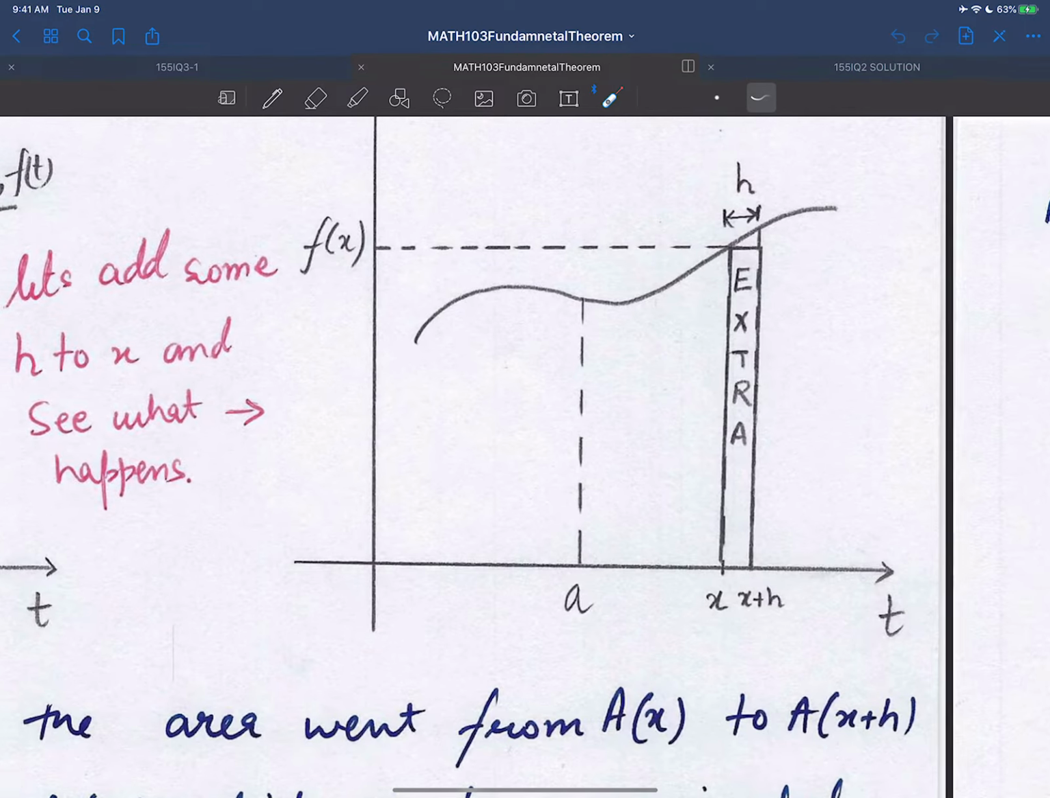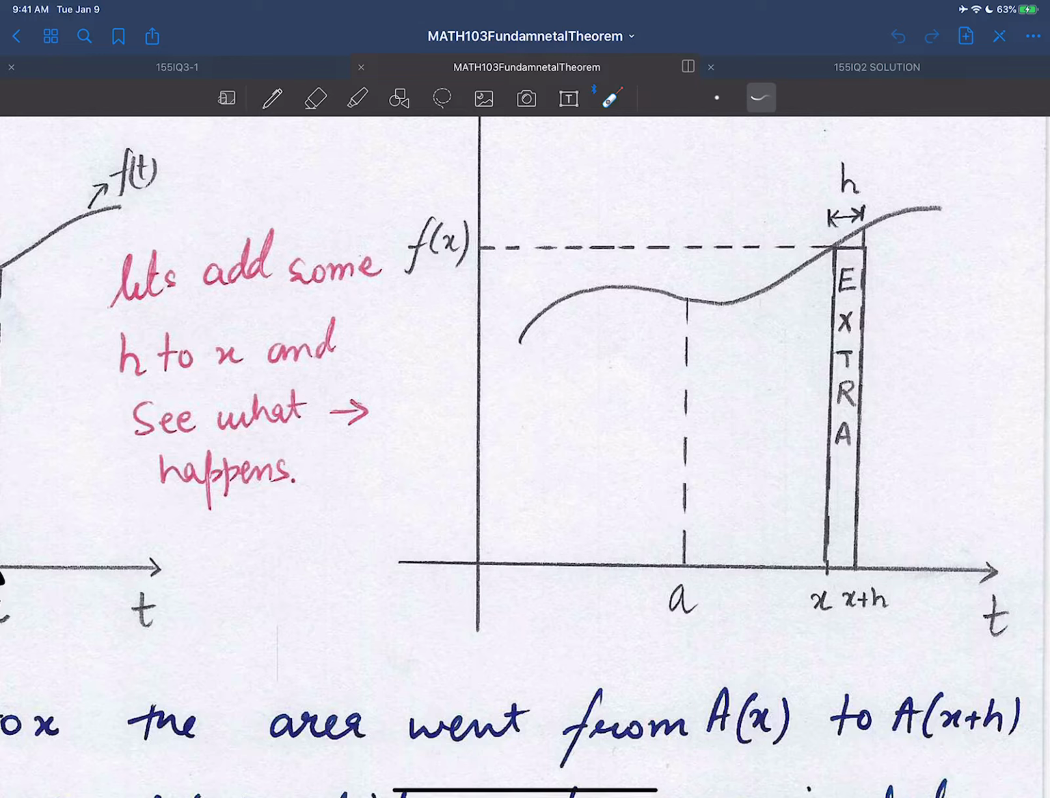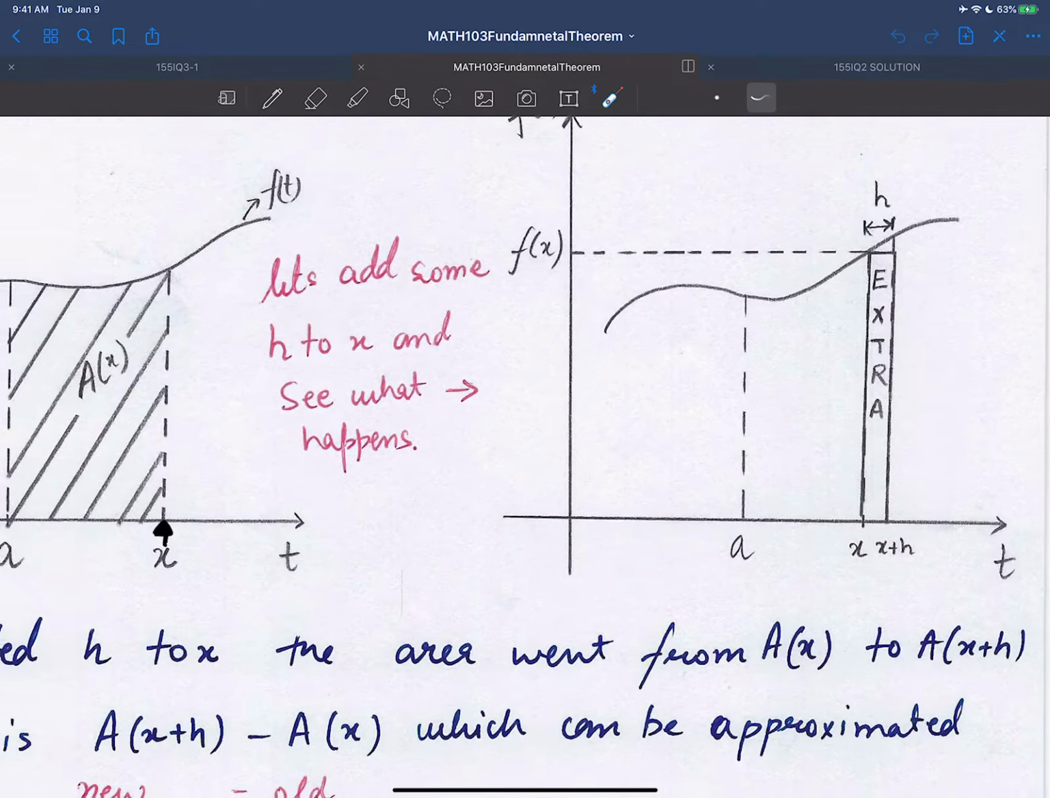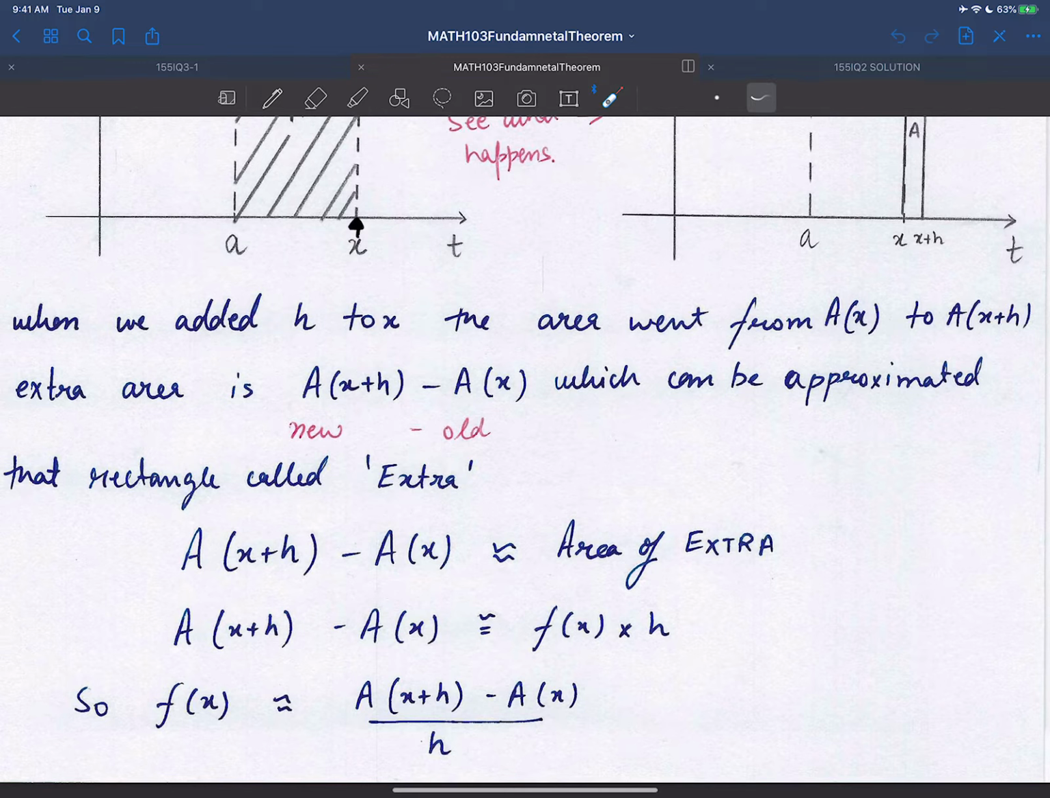And how do you find the area of a rectangle is probably a very old school question for you guys. The area of a rectangle is the height times the base. Okay, the height here, I'm using the left point notation for that. The height is just going to be the value of the function at that x. Okay, remember that. So at this x value is what the height is going to be here. So that's f of x for the height, and the base is h. Okay, so what you see here is that this area of extra is just going to be the height times the base, like this, right?